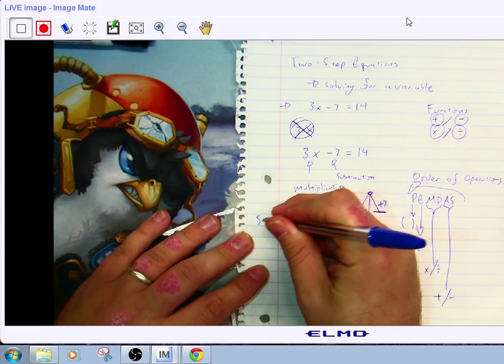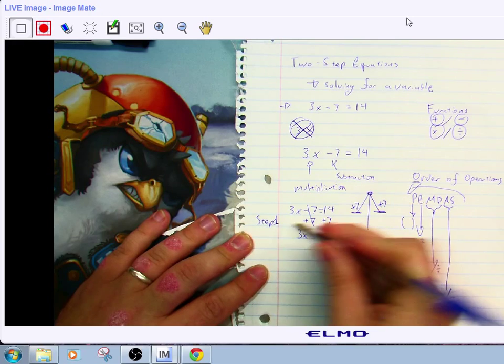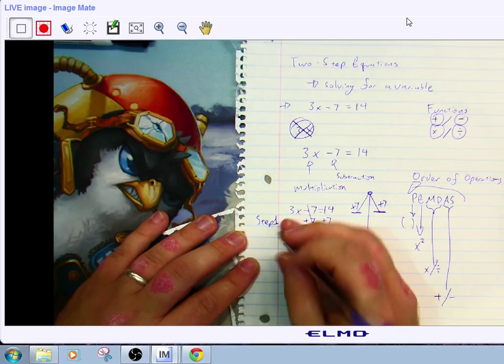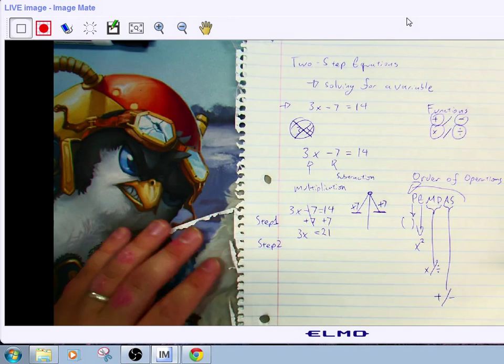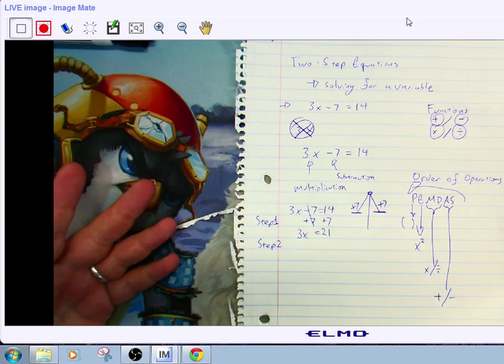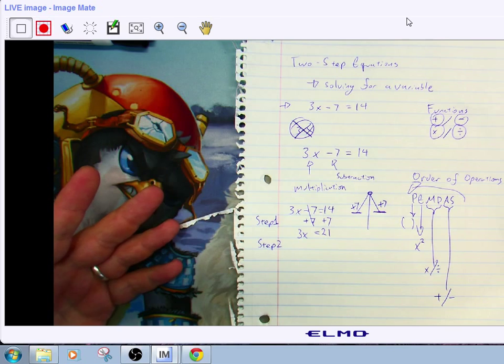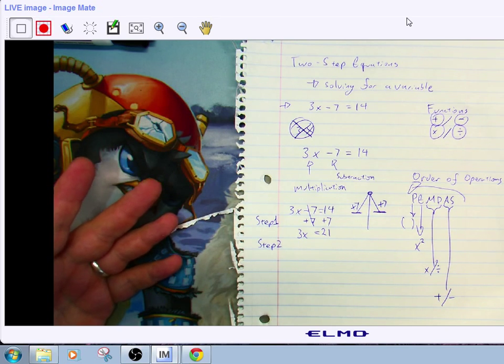This is what we would call step 1. In the step 2 equation, I added 7. Now I got to go to step 2 here. Okay, what are we going to do for step 2? Yes? Yeah, we're going to divide by 3 on both sides.